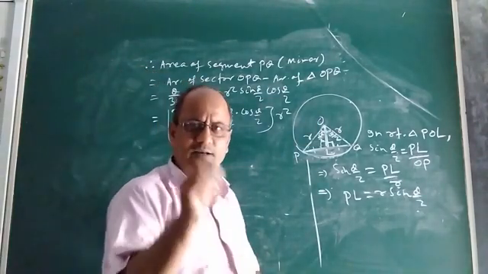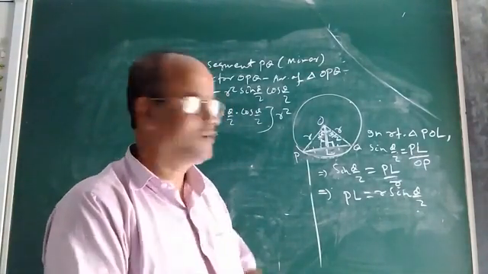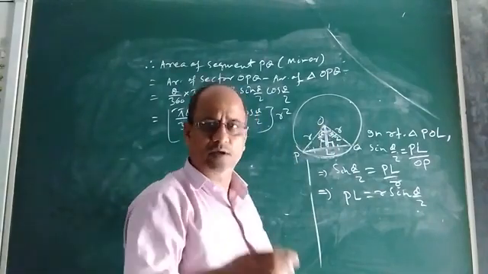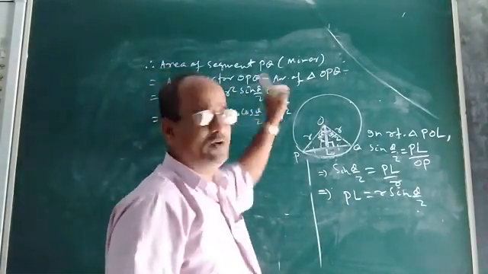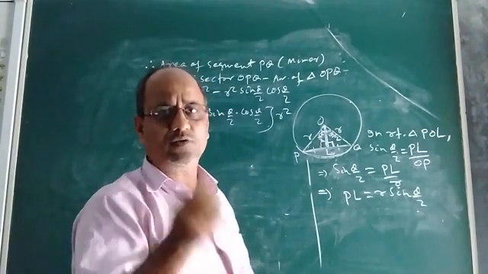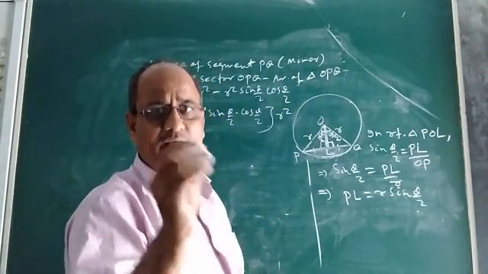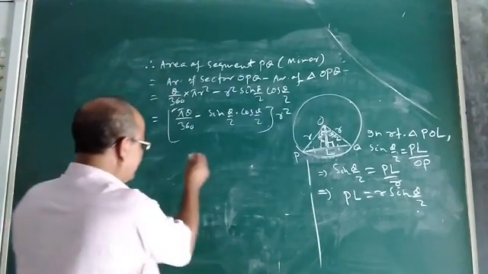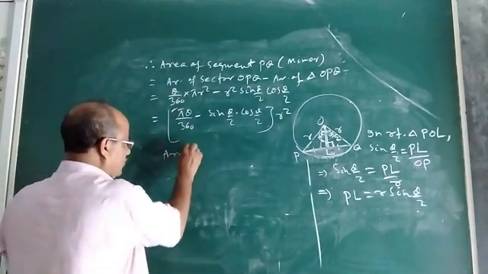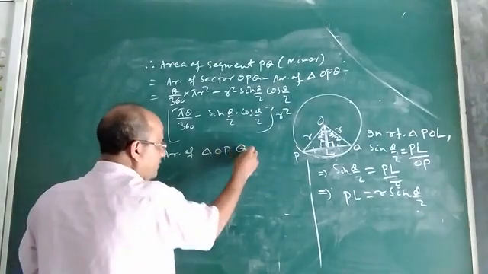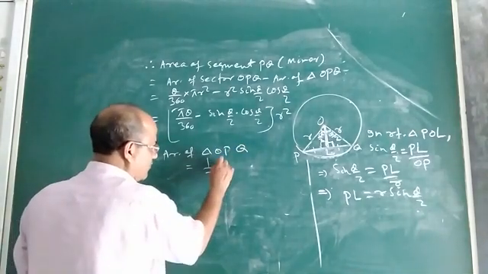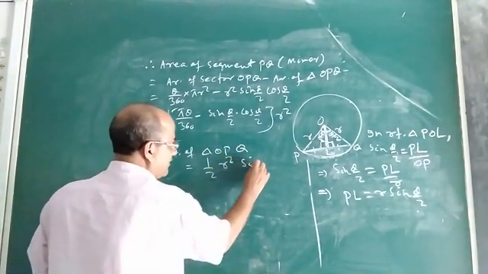Now children, I would like to tell you another short formula to find the area of this triangle OPQ. Instead of using the formula r square sin theta by 2 into cos theta by 2, you can also use a simple formula to find the area of triangle OPQ. The area of triangle OPQ can also be found by using the formula half r square sin theta.